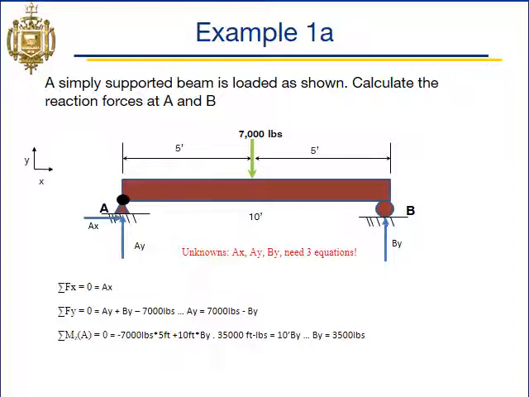Solving that sum of moments equation, we get that 35,000 foot-pounds is equal to 10 feet times BY, and therefore BY is 3,500 pounds. Plug that back into our sum of forces in y equation, and AY also equals 3,500 pounds, which should not be too surprising. We have 7,000 pounds in the middle of this beam, so half should go to either side.